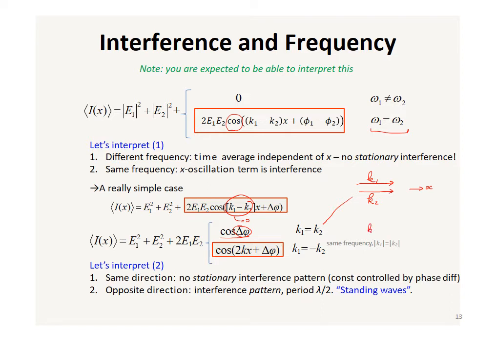If, on the other hand, we have k1 equals minus k2, so they are counter-propagating, then this term becomes 2kx. And so that means that we have this cosine oscillation in the x direction. So the oscillation in intensity is the interference pattern, and the period is going to be half a wavelength.